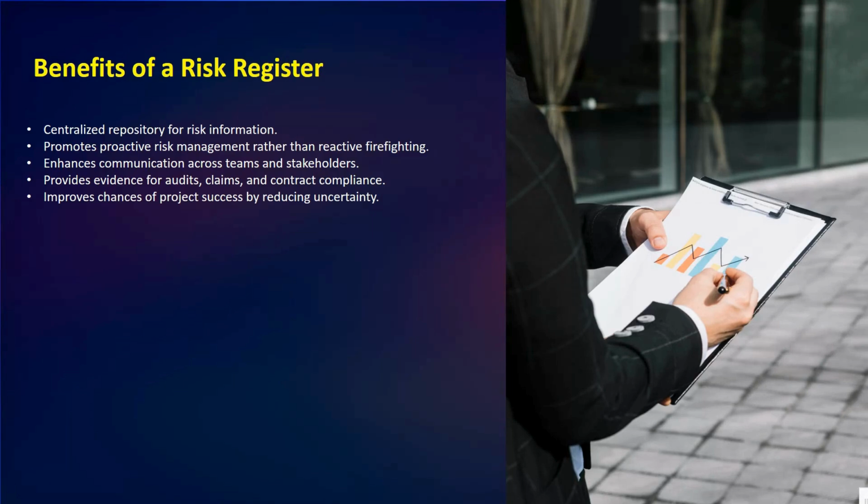Then you can say it provides evidence for audit, claims, and contract compliance. Additionally, the risk register provides documented evidence for audit claims and contract compliance, making it an essential part of project governance. Ultimately, by reducing uncertainties and providing a structured framework for decision making, it significantly improves the chances of project success. You can see it improves chances of project success by reducing uncertainties. Okay.